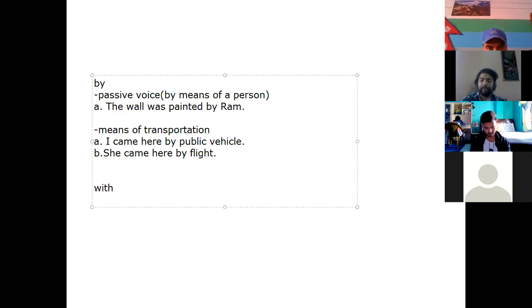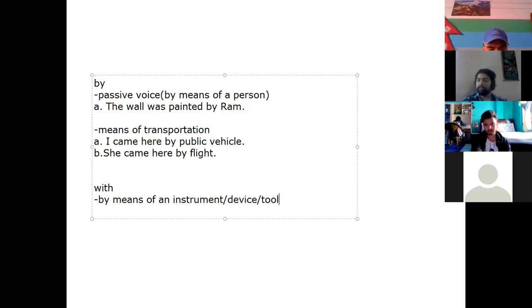So by means of a person, whenever an action is completed, we use by Ram, by Falna, by me, by her. But if an action is done by means of an instrument, device, or a tool, in that condition we use with. For example, I eat rice with a spoon. So most students mainly confuse it with by a spoon.